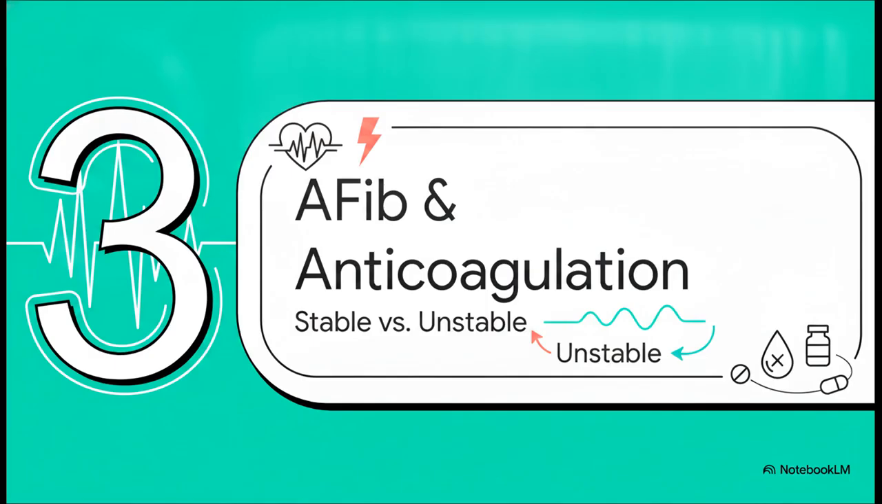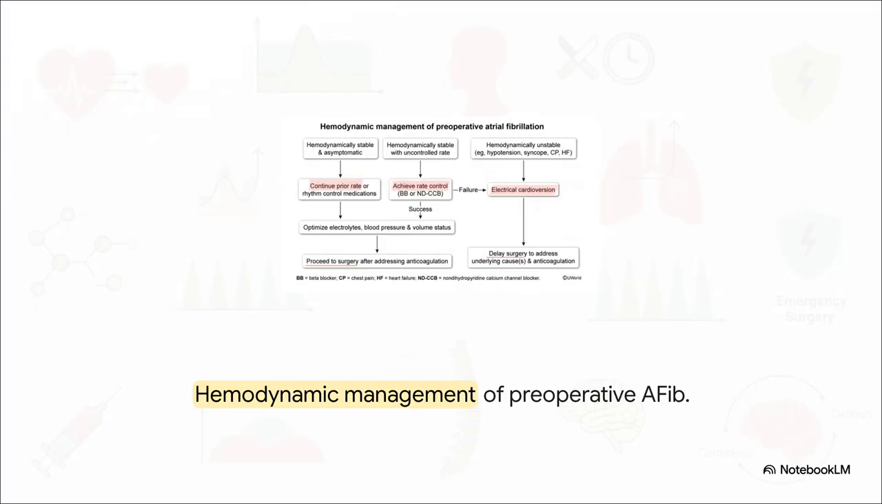Section 3. AFib and anticoagulation bridging. Stable versus unstable. If a patient with preoperative atrial fibrillation is hemodynamically stable and completely asymptomatic, simply continue their prior rate or rhythm control medications and address their anticoagulation. If they are stable but the rate is uncontrolled, achieve rate control using a beta blocker or a non-dihydropyridine calcium channel blocker. But here's the shift. If rate control fails, or if the patient is acutely unstable with hypotension, syncope, chest pain, or heart failure, use synchronized electrical cardioversion and delay the elective surgery to treat those underlying causes.